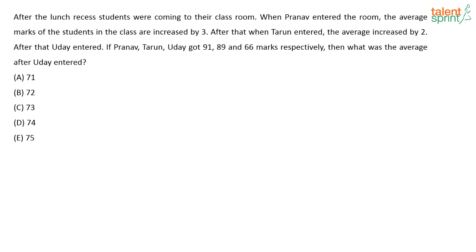What is given here? After the lunch recess, students were coming to their classroom. When Pranav entered the room, the average marks of the students in the class increased by 3. So let me assume that the number of students in the class before Pranav comes is n, and let the average marks before Pranav enters be m. Now what is happening? When Pranav is entering the room, the average marks of the students increases by 3. So how many students are there now including Pranav? N plus 1 students are there. And what is happening to the average? Earlier the average was m, now the average has become m plus 3.